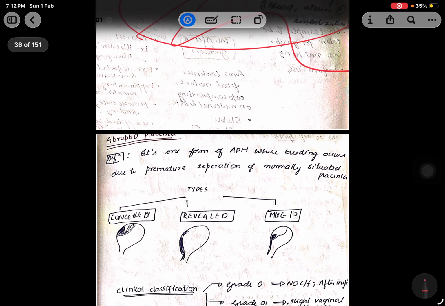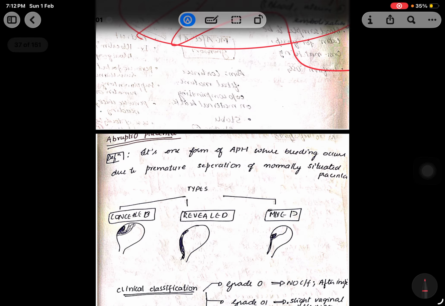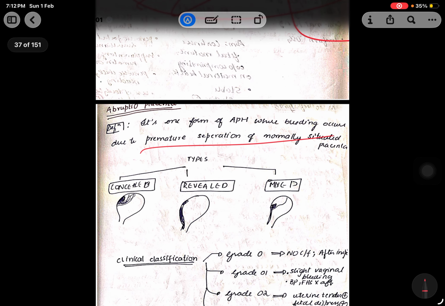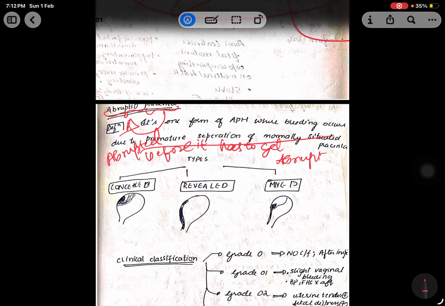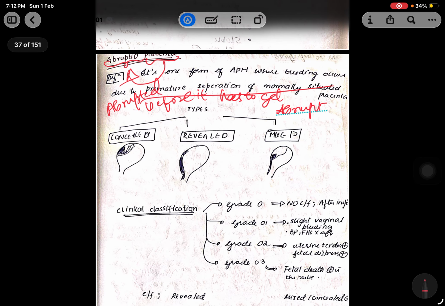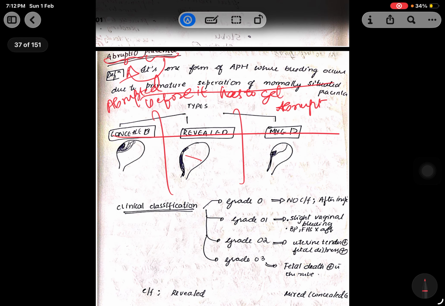Okay. The abruptio placenta is something which I wanted to discuss. What does the name say? The placenta is getting abrupted. The placenta is supposed to separate during the third stage of labor. But if the placenta separates before that, then it is called abruptio placenta. So these are the three types: concealed, revealed, and mixed.